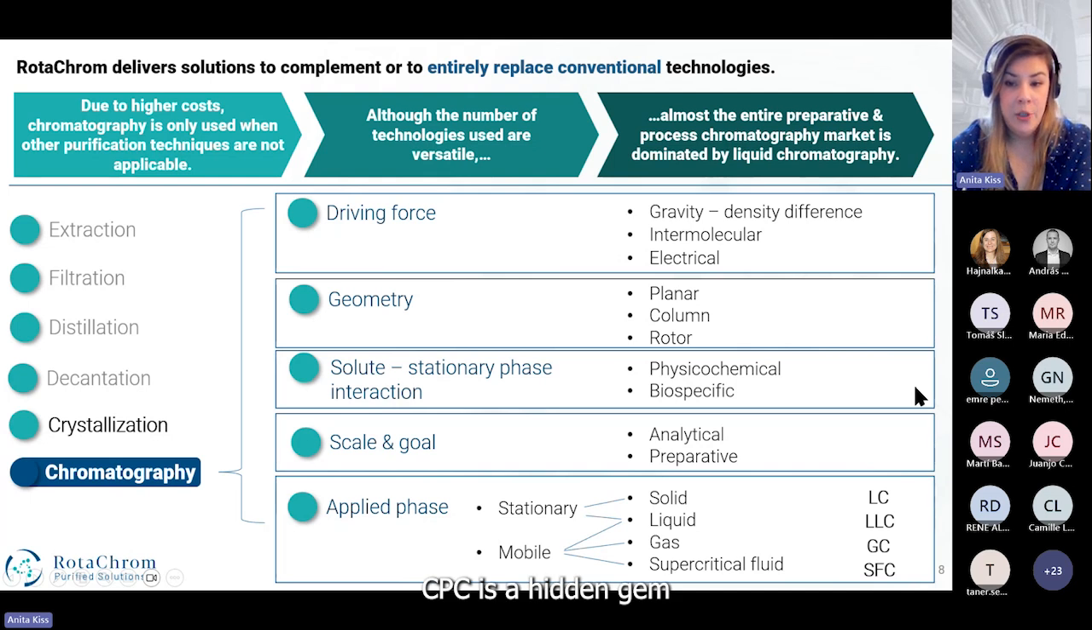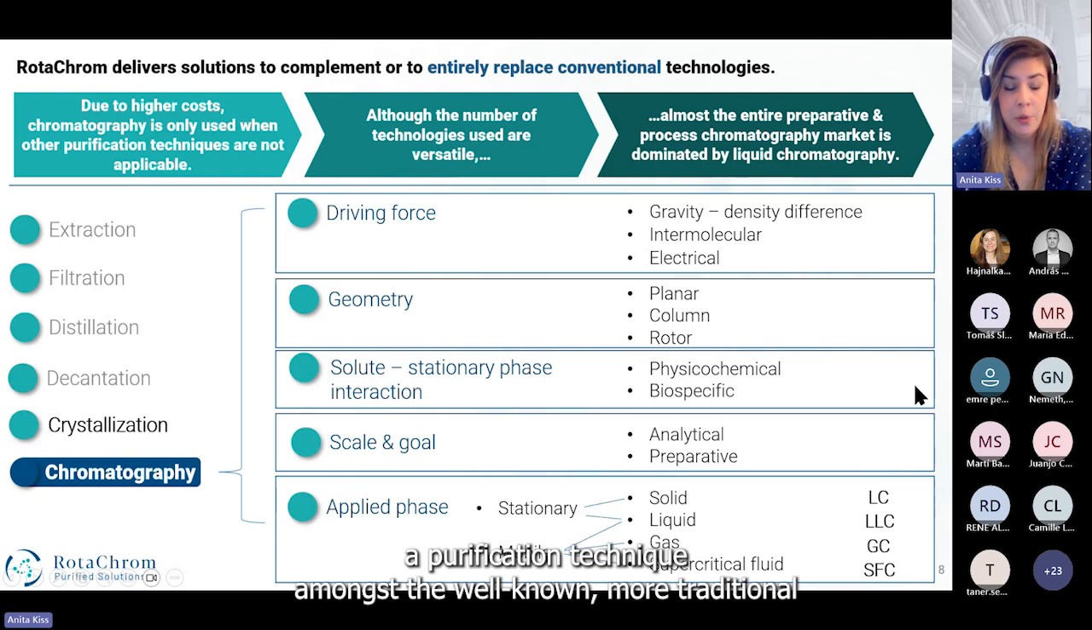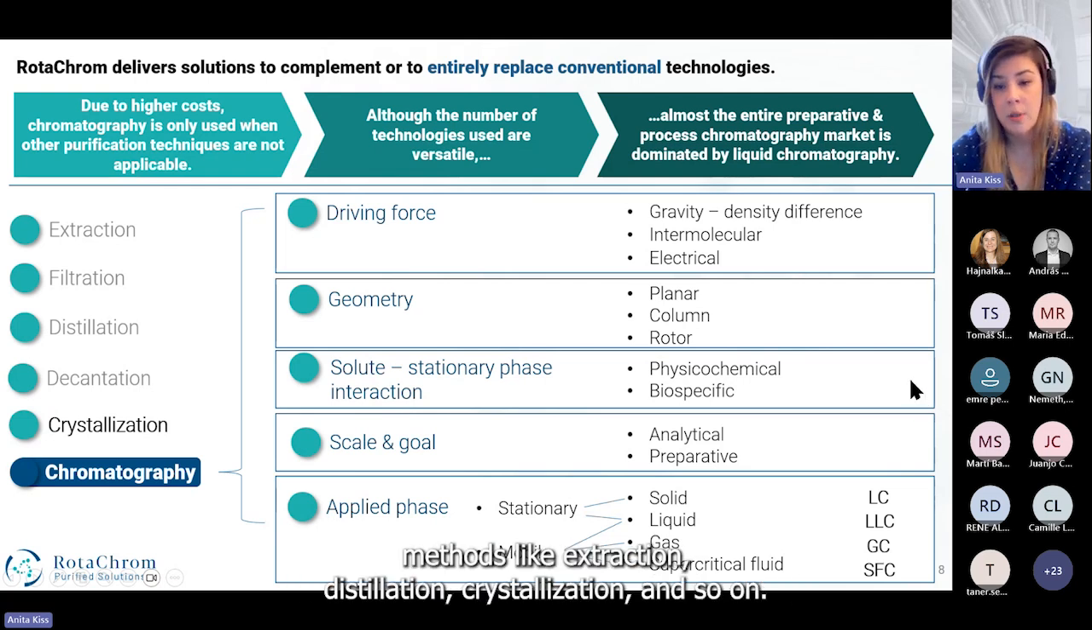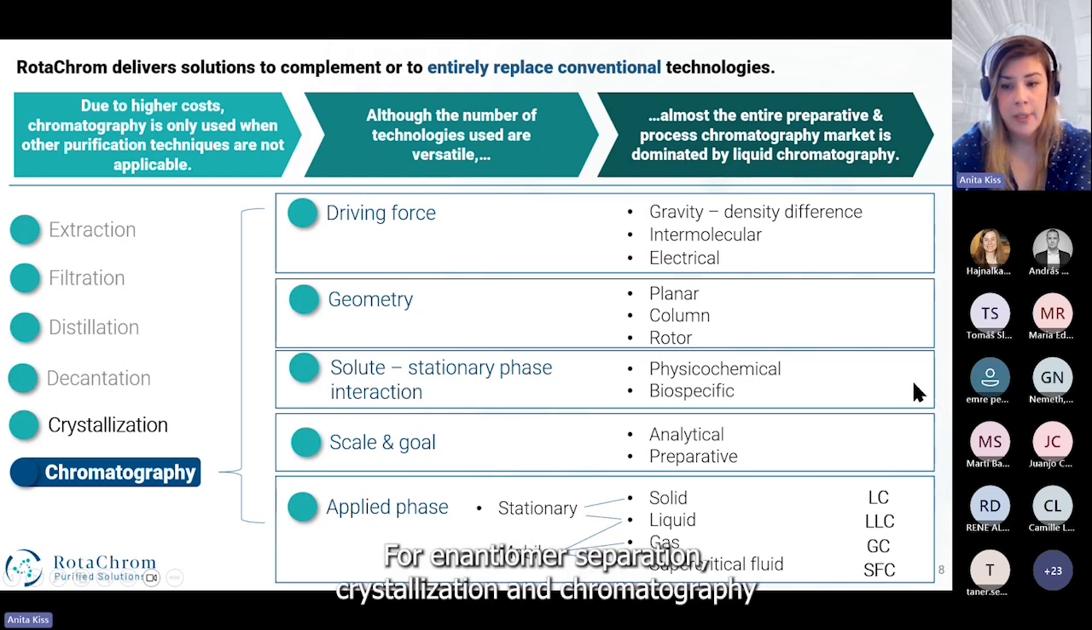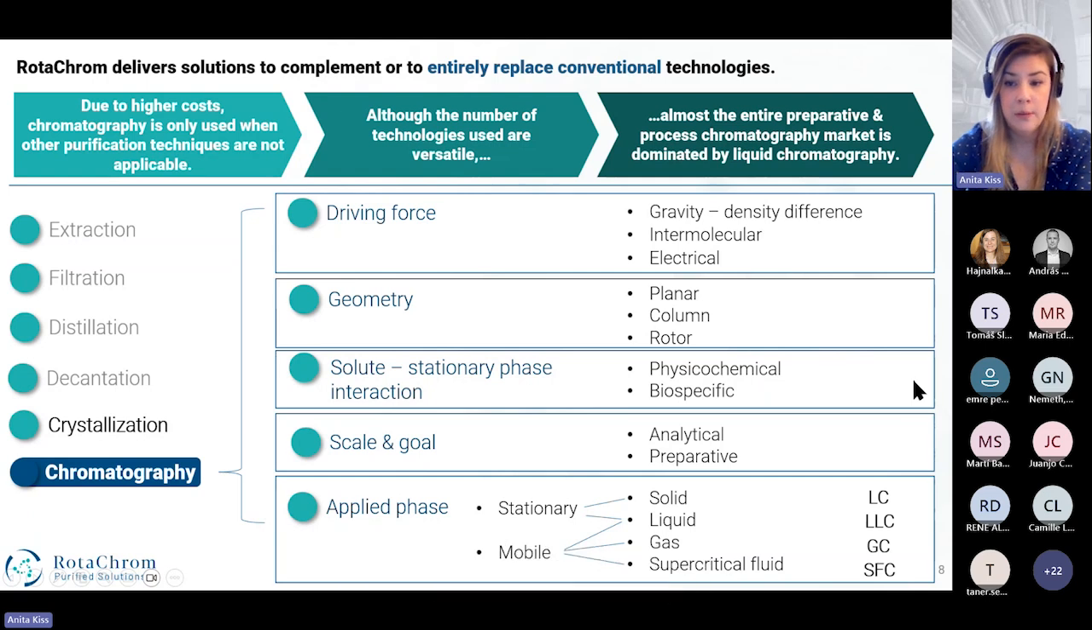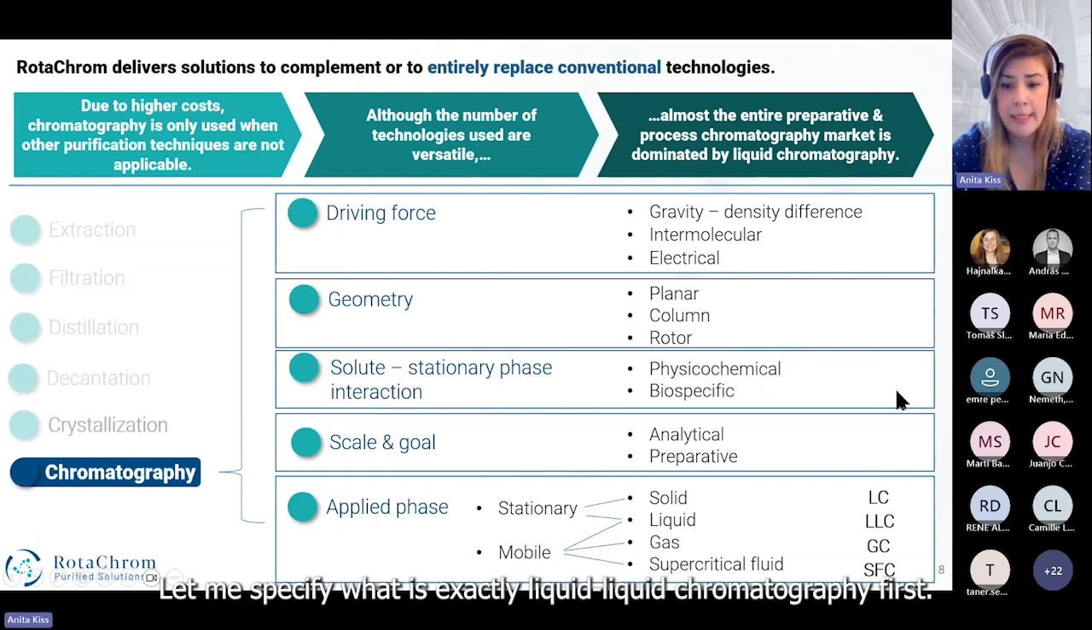CPC is a hidden gem in the family of chromatography, a purification technique amongst the well-known more traditional methods like extraction, distillation, crystallization, and so on. For enantiomer separation, crystallization and chromatography are the most often applied techniques. Let me specify what exactly liquid-liquid chromatography is first.